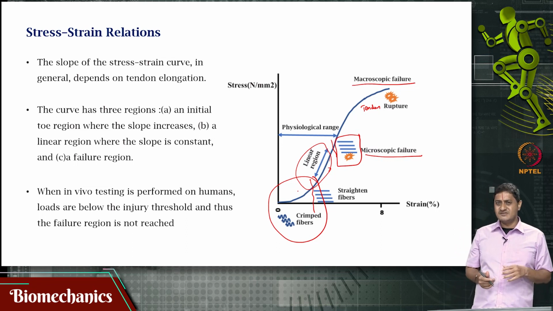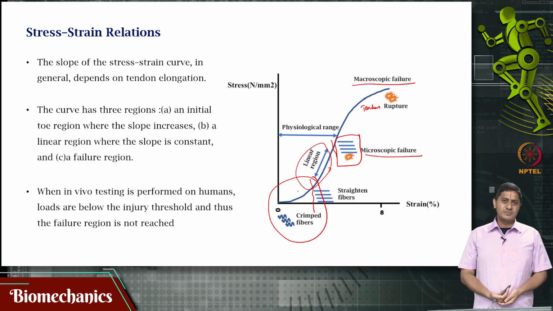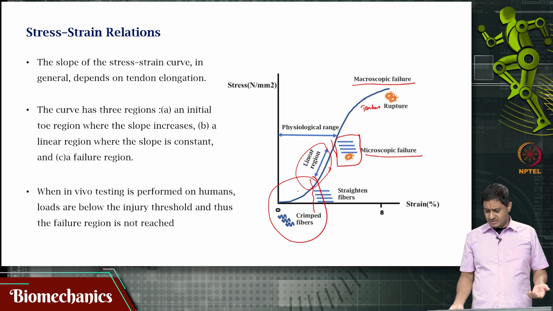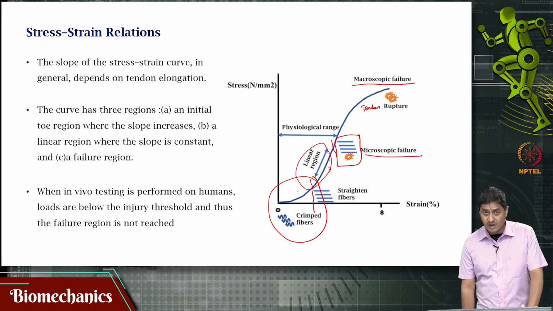There are some cases in which it goes to the linear region, but it almost never goes to the microscopic or macroscopic failure regions. Of course, these failures almost always happen in sports injuries or accidents.